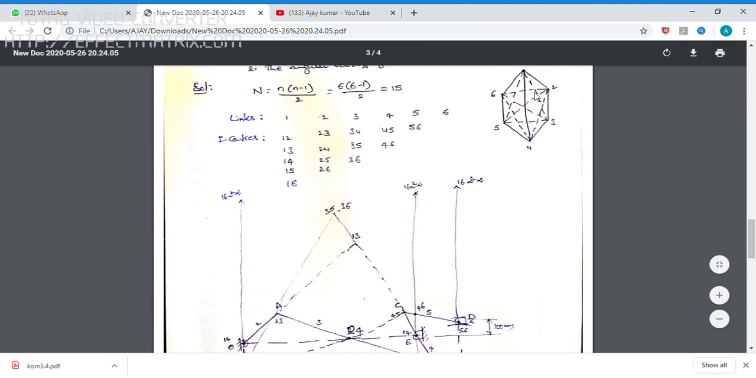The 3 instantaneous centers must be placed on the same straight line. What are the 3 instantaneous centers? 1 2, 2 3, 3 1 or 1 3. So to obtain 1 3, 1 2 and 2 3 must be placed on the same straight line. Extend that one. Here this is the 1 2 point, this is the 2 3 point. Extend this particular one in one direction.